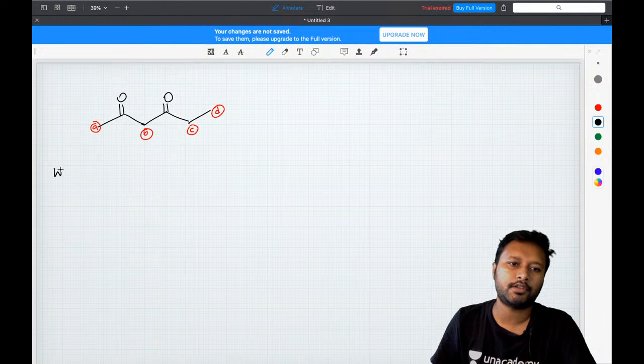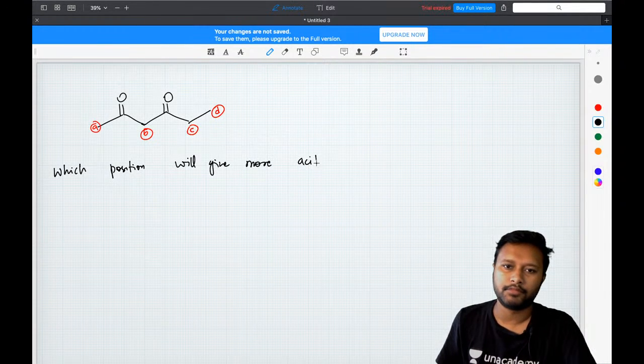Okay, so which position will give more acidic proton? The answer is B. Again, same thing you have to do. C or D, to C, you can check it out.